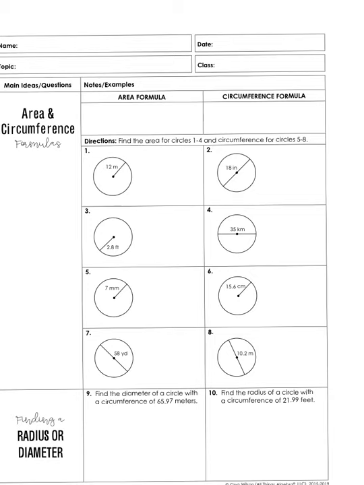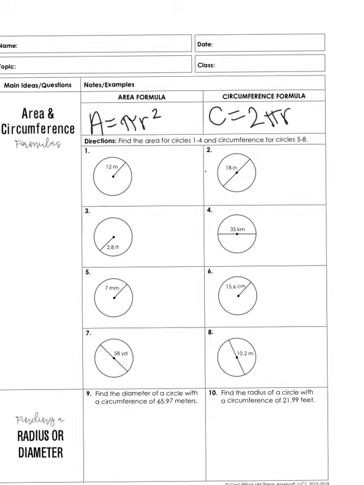The area formula, if you can recall, for a circle is just A equals pi r squared. R is the radius. Pi is an irrational number that goes on forever. That's why we use the symbol pi. And then the circumference, which is the outside of the circle, is equal to 2 pi r.